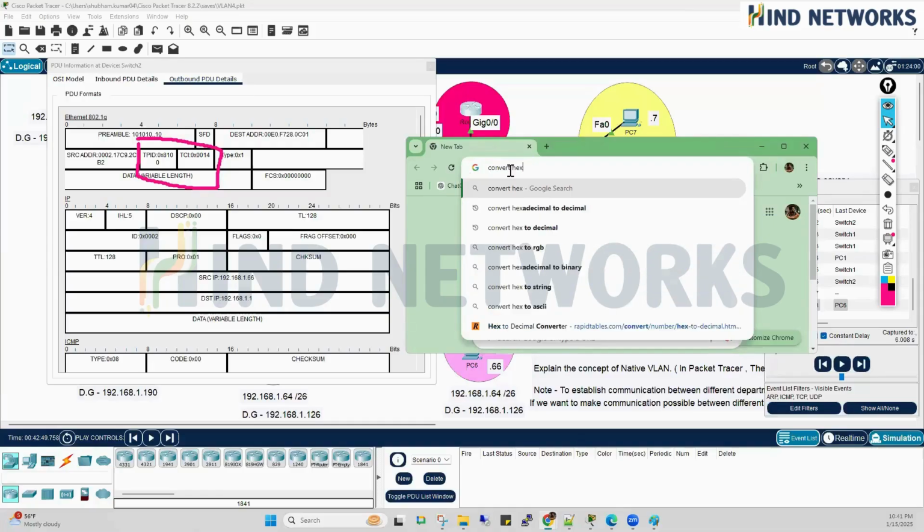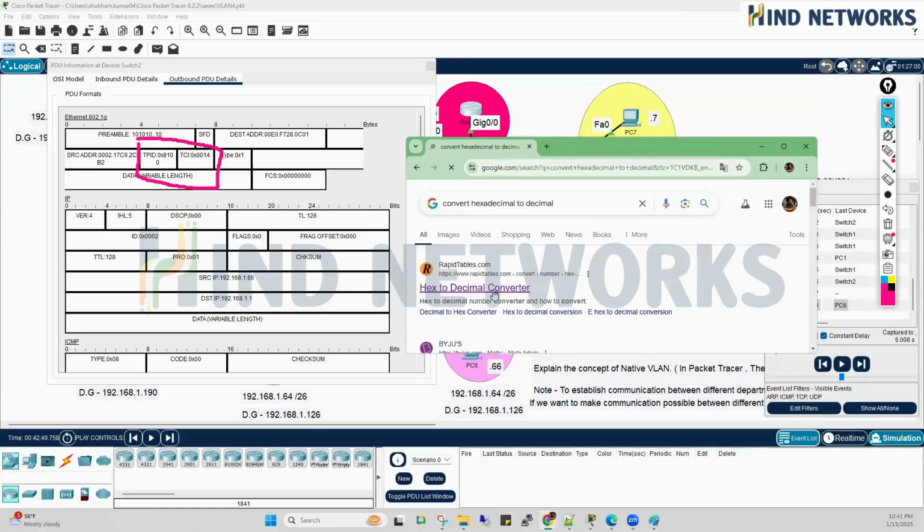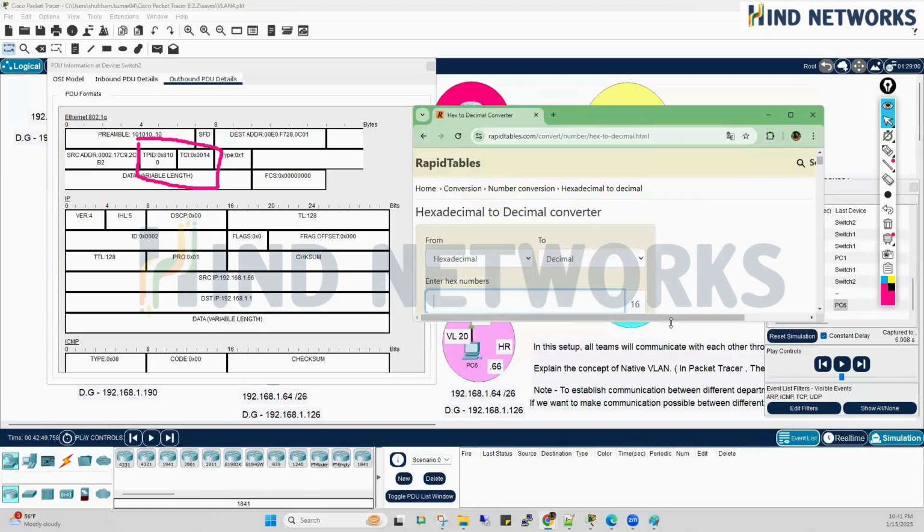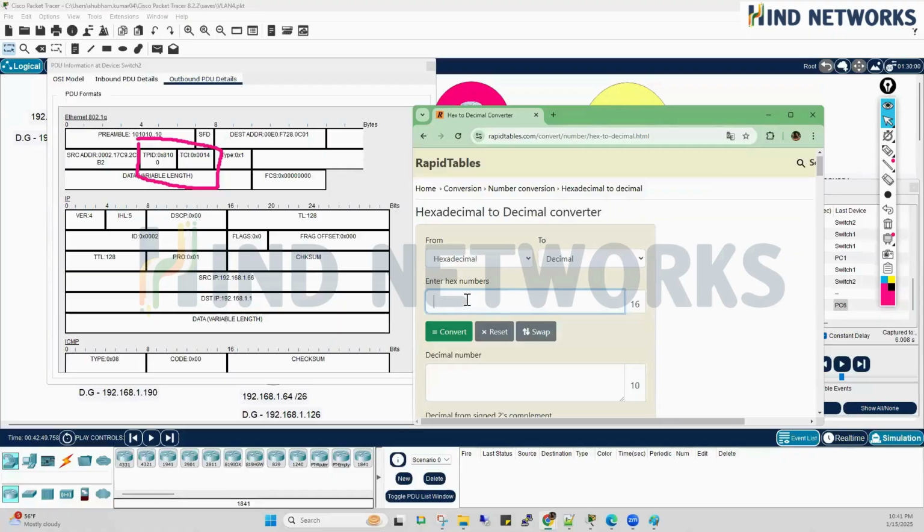When you check here, convert hexadecimal to decimal. When you choose any tool, what is the value, guys, here? 0x0014. What is the value you guys are getting here? 20. What do you mean by it?